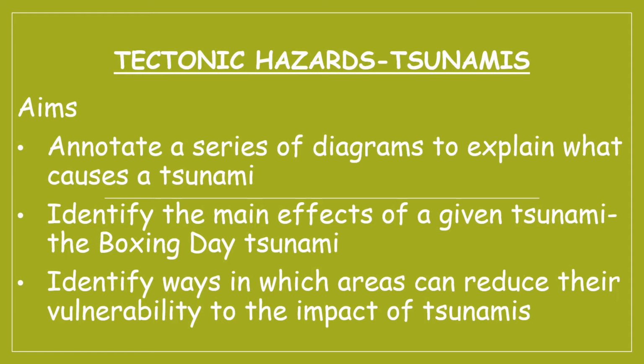So we're going to annotate a series of diagrams to explain the causes. We'll then use a case study. We're going to use the Asian tsunami, also known as the Indian Ocean tsunami or the Boxing Day tsunami. We're going to use that as a case study to look at the impacts and effects of a tsunami, and then identify ways in which areas can reduce their vulnerability to the impacts of tsunamis. So pause the video here a moment, write down the title, and we'll get started.